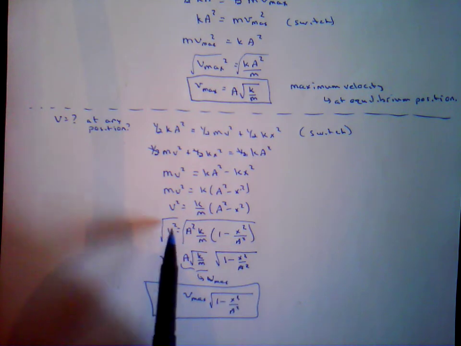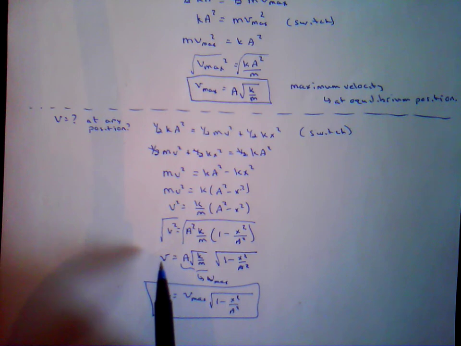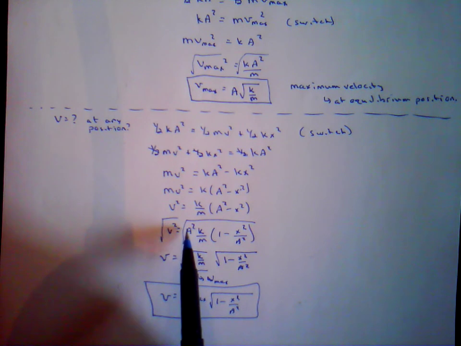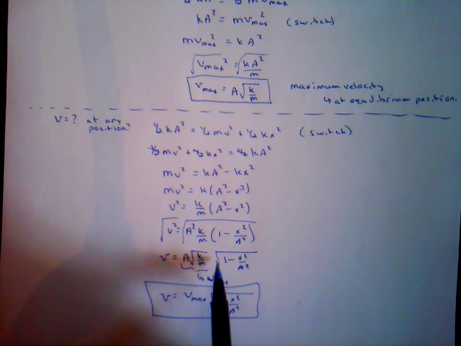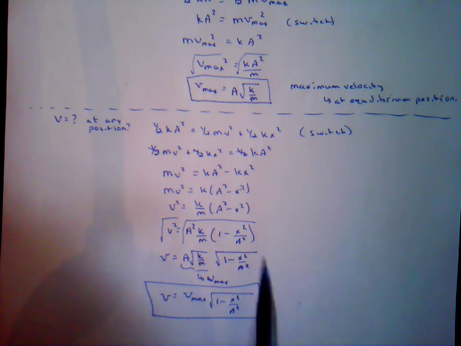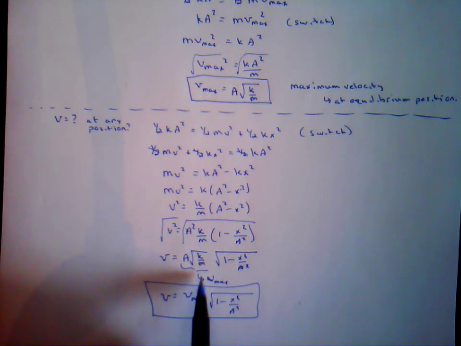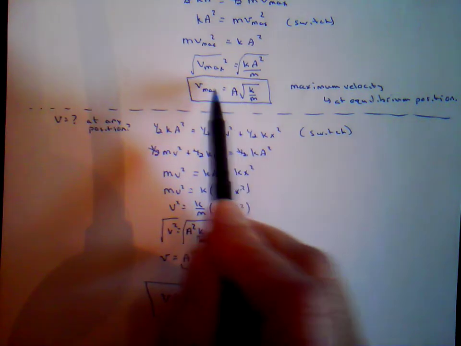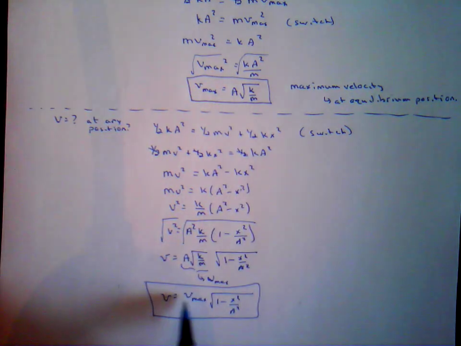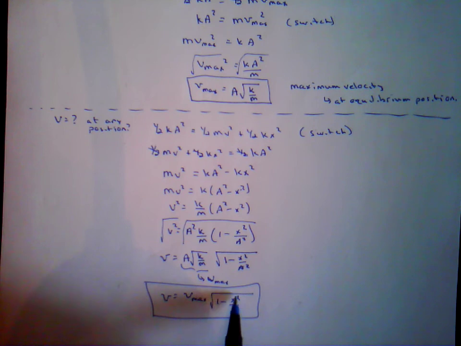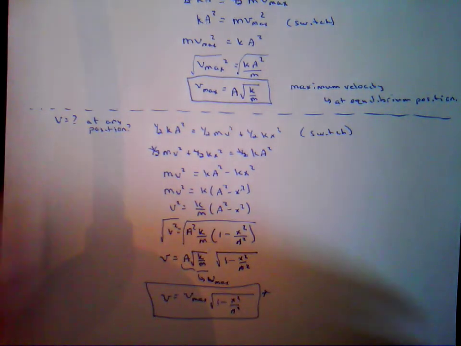Now I want to solve this equation for v, not just v squared, so I'm going to take the square root of both sides. This just becomes v, and the square root of A squared times k over m is A times the square root of k over m, times the square root of 1 minus x squared over A squared. This quantity right here is the same as the maximum velocity. Look at that. So the velocity is equal to the maximum velocity times the square root of 1 minus x squared over A squared. So its position from its maximum displacement will determine its velocity. This is another good equation to know.